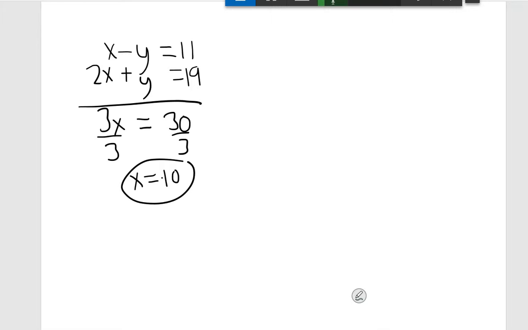This is the x-coordinate of the ordered pair where these two lines cross each other. To find the y-coordinate, we use substitution. We go back to either the first equation or the second equation, and we make a substitution for the x. So instead of the x in the second equation, we're going to plug in 10. And now we have an equation with just a y that we can solve.